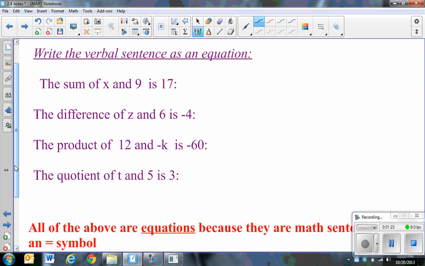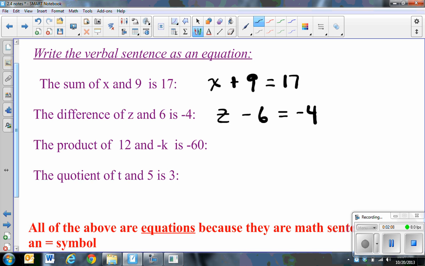The first one, the sum of x and 9 is 17. So we see a couple of our word clues there, sum and is. So the sum of x and 9 is 17 would be x plus 9 equals 17. So wherever we see is, we're always going to substitute the equal symbol. The difference of z and 6 is -4. Difference means subtraction. Z comes first, so it will be z minus 6, is, we're going to write equals, -4.